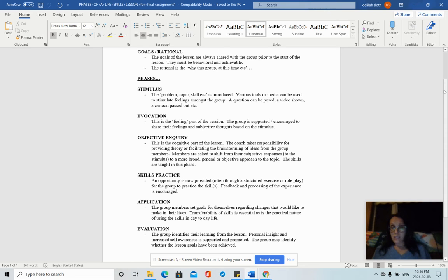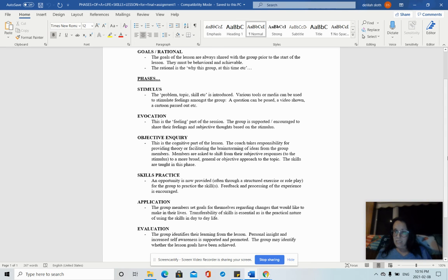In the application section, group members set goals for themselves and how they will actually use it in everyday life. And then the evaluation: you sum up with the group, they identify what they've learned and any personal insight, and review the goals again and make sure that they have been achieved. So that's the lesson plan overall.